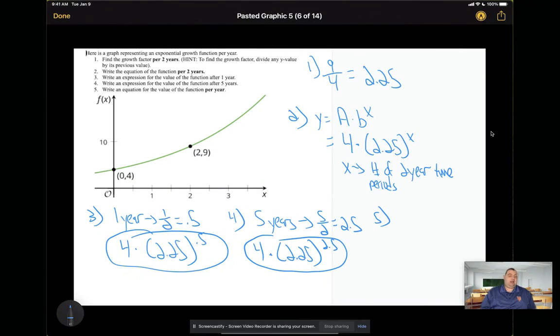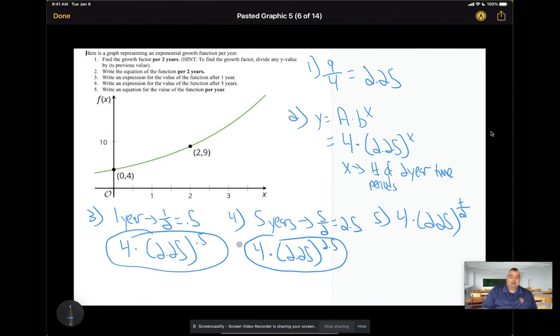Number 5, write an equation for the value of the function per year. The key is we have to take the number of years and divide it by 2, since my original function was per 2 years. So how is that going to look here? It's going to be 4 times 2.25, and I'm going to use t for years. So 4 times 2.25 to the power of t over 2.